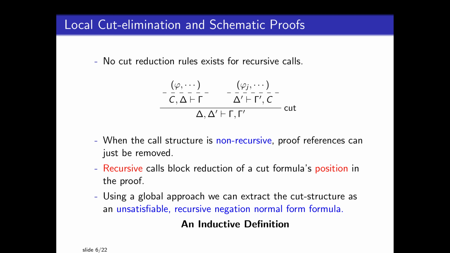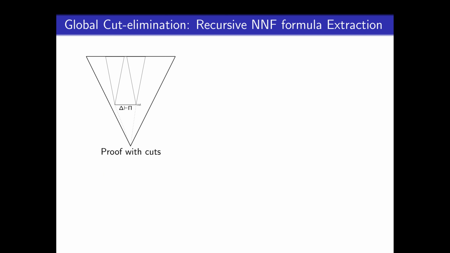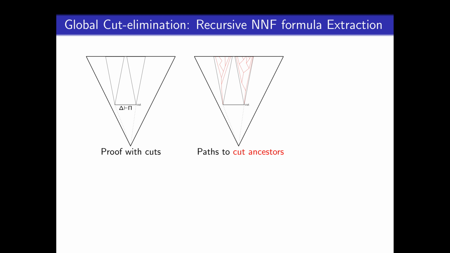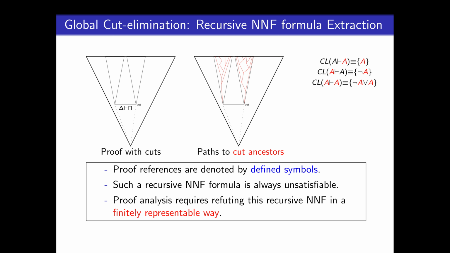So in the case of recursive proofs, or these schematic proofs, the use of a global approach is really necessary, because then we just take the cut structure and represent it as a recursive negation normal form formula or an inductive definition. All right, so let's look at this global cut elimination. You have this recursive NNF formula. You have the proof here with cuts. You look for the cut ancestors, the formulas that are used to construct the cut, right? And then you can start building up this formula here.